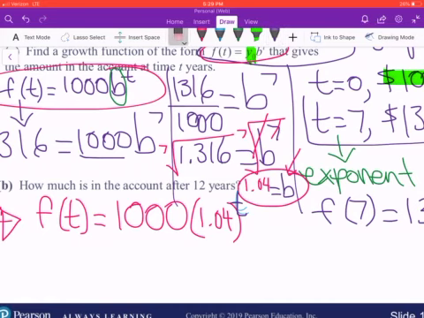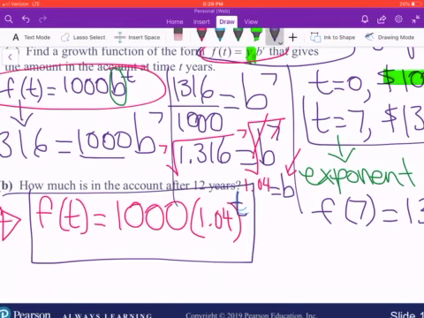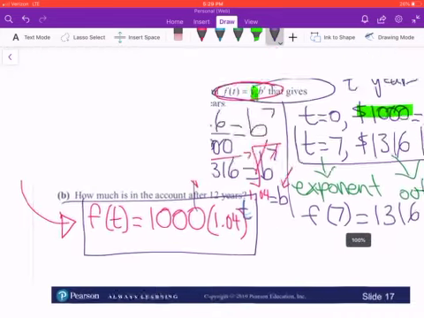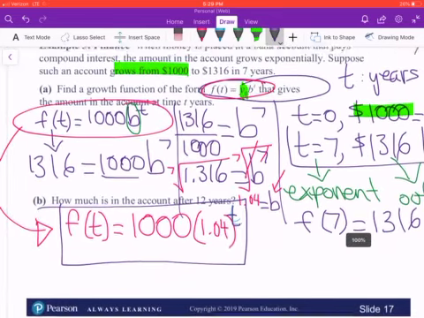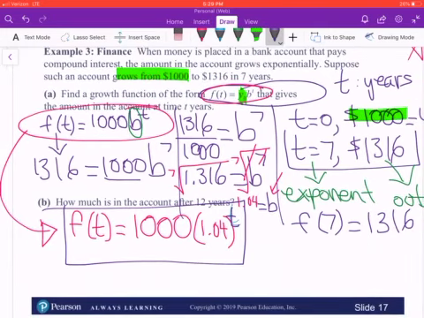So I'm going to erase this for a minute. So that would be our new model. Now that we have that model, we are able to answer any question. So the question says here, how much is in the account after 12 years? And if you notice, we're not really concerned about what year it is. We just want to know what happened after 12 years from the time the initial amount was deposited.